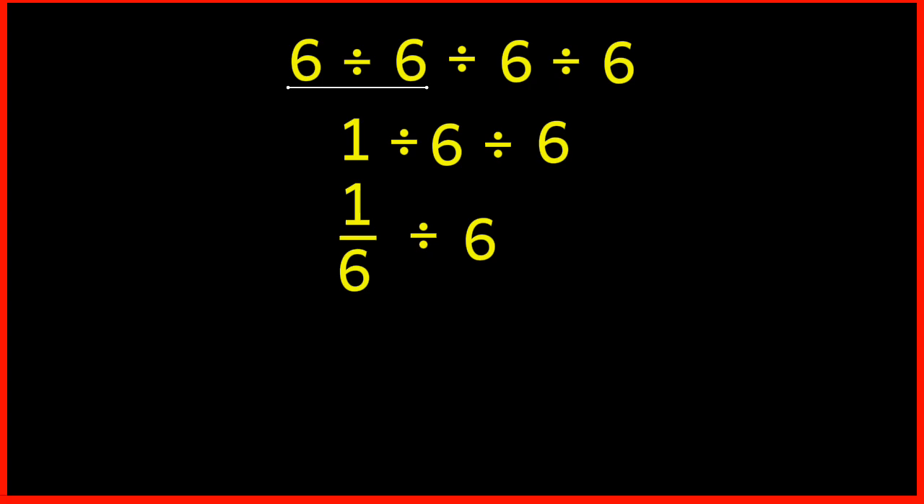Now we are dividing a fraction by a whole number. So to make it easier, we rewrite the 6 as 6 over 1. So now it becomes 1 over 6 divided by 6 over 1. And this helps us apply the next step correctly.